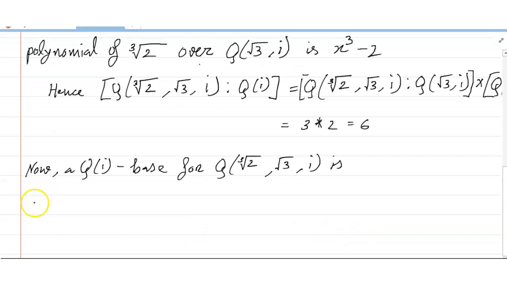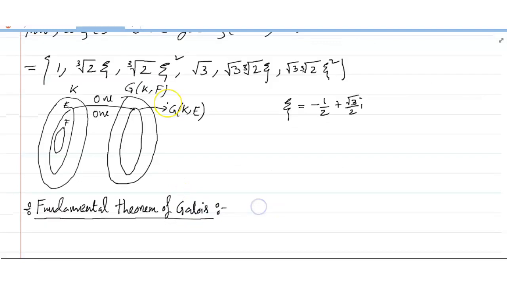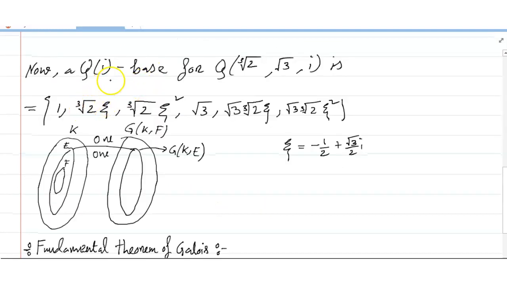is 1, cube root of 2, xi, cube root of 2 xi square, root 3, cube root of. So friends, we get the basis. We get the basis over Q of I for cube root 2 comma root 3 comma I: 1, cube root of 2 xi, cube root of 2 xi square, root 3, and root 3 cube root of 2 xi. So friends, we get this.